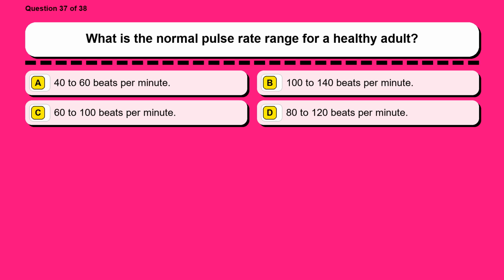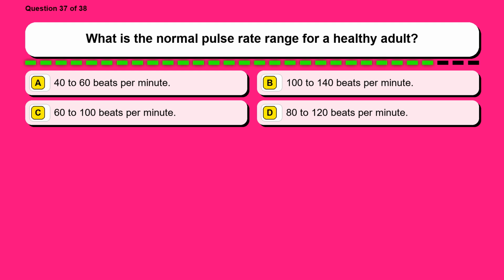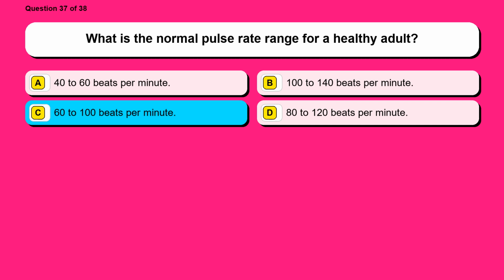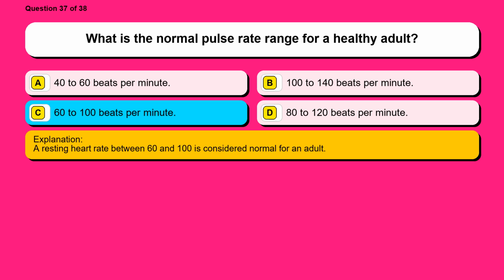Question 37. What is the normal pulse rate range for a healthy adult? Option A, 40 to 60 beats per minute. Option B, 100 to 140 beats per minute. Option C, 60 to 100 beats per minute. Option D, 80 to 120 beats per minute. The correct answer is option C, 60 to 100 beats per minute. A resting heart rate between 60 and 100 is considered normal for an adult.